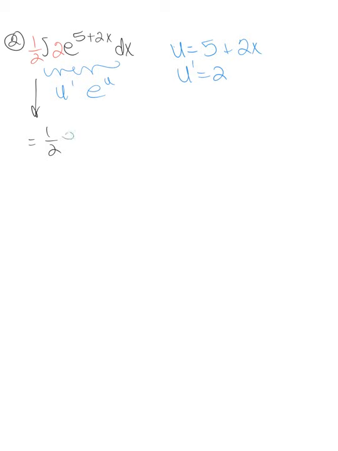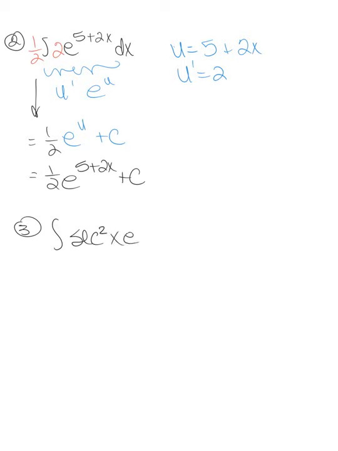What comes out in the answer here is just going to be the e to the u plus c. Of course, the 1/2 in front. So this is going to give me 1/2 e to the 5 plus 2x all plus c, putting back in my u. Let's try the integral of the secant squared of x e raised to the tangent of x with respect to x.